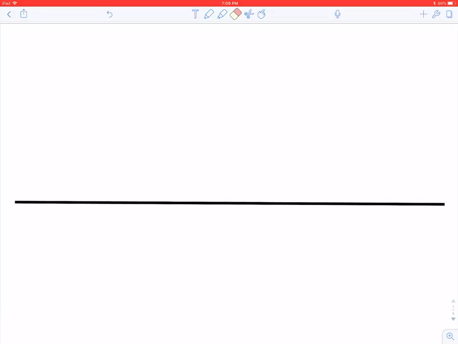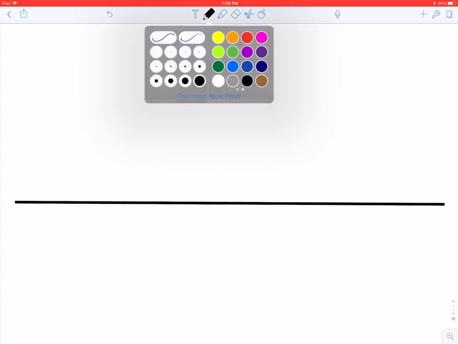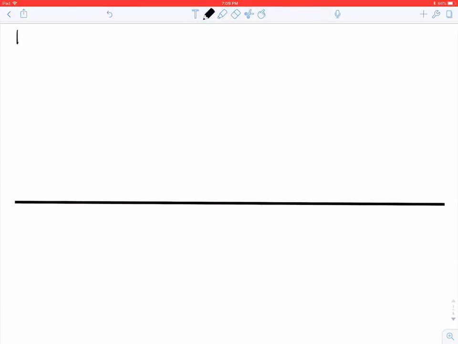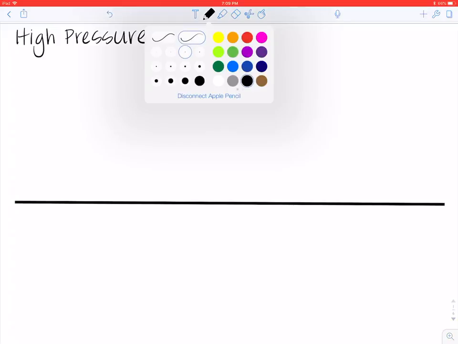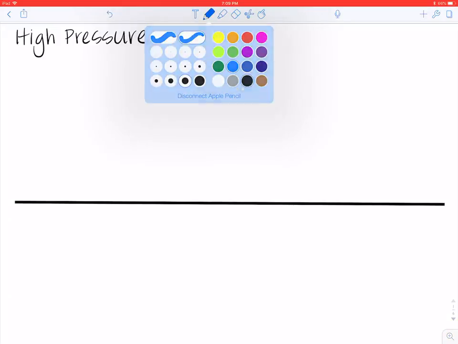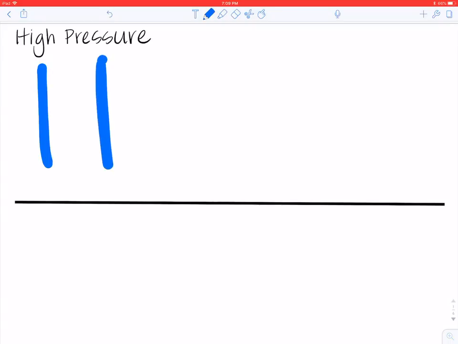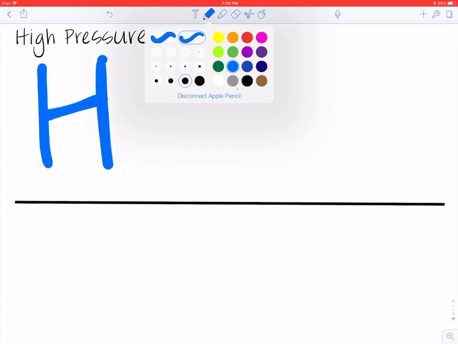We're going to start out by looking at high pressure. So this is in the top box of my page. Do you remember what the symbol is for high pressure? Yep, it is a blue H.